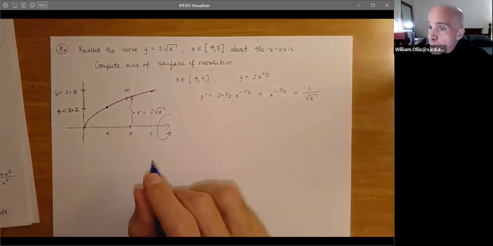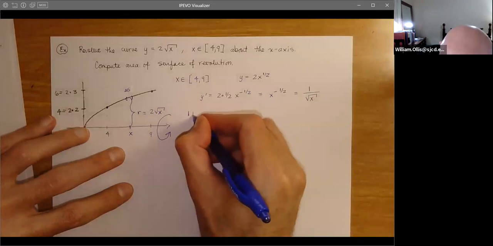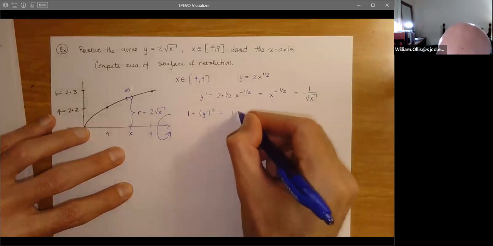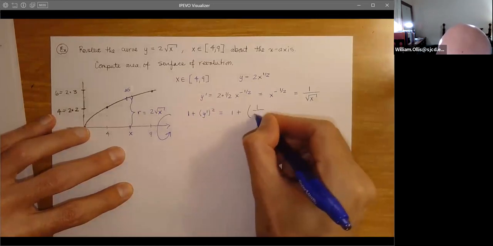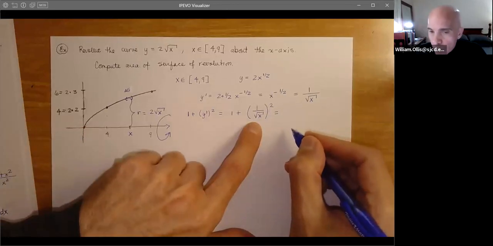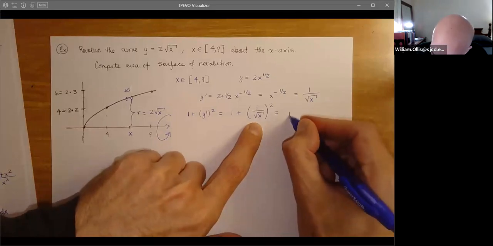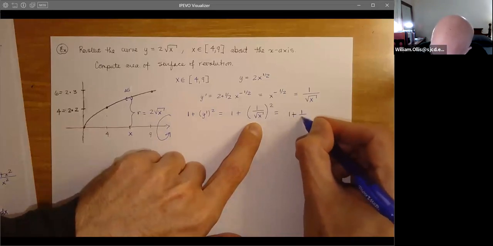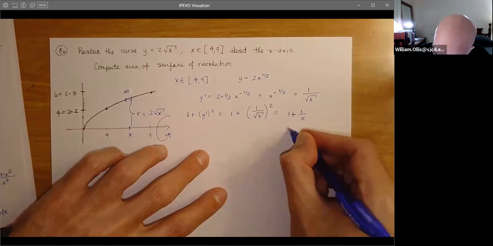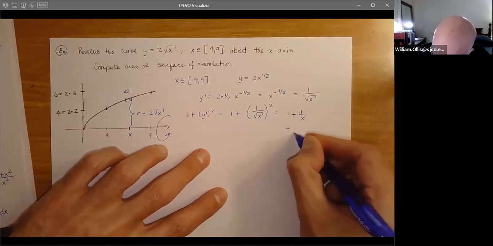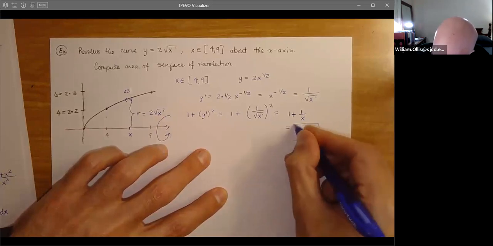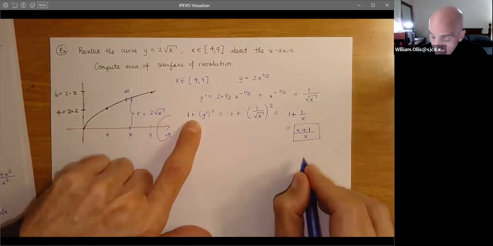And now we form the 1 plus y prime squared. So now 1 plus y prime squared will be 1 plus 1 over square root x quantity squared. And of course, the square will retire the square root of x. So this gives us 1 plus 1 over x. And since we have this form here, let's go ahead and get a common denominator. That'll make the algebra a little bit easier. So we'll have a common denominator of x plus 1 over x. So that gives us this quantity.